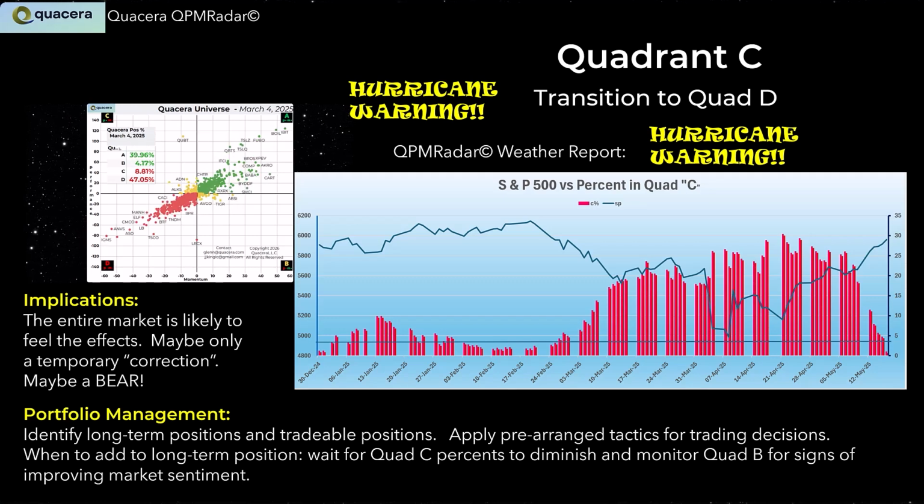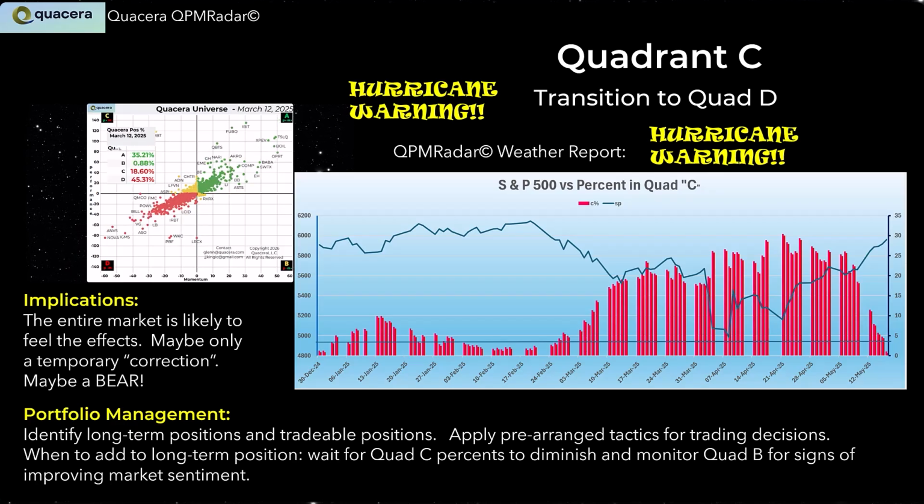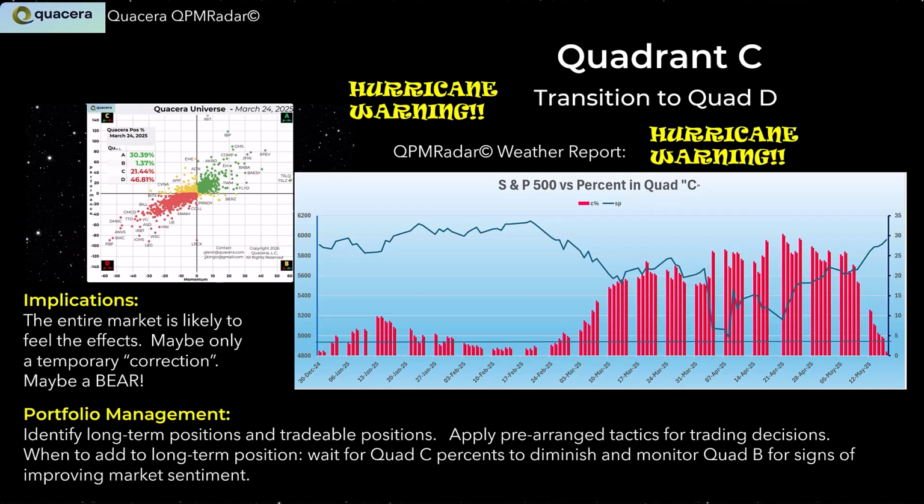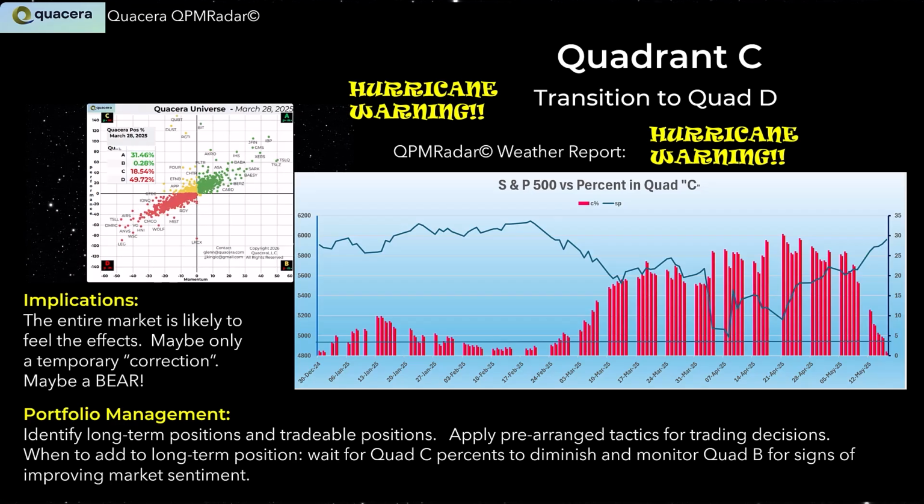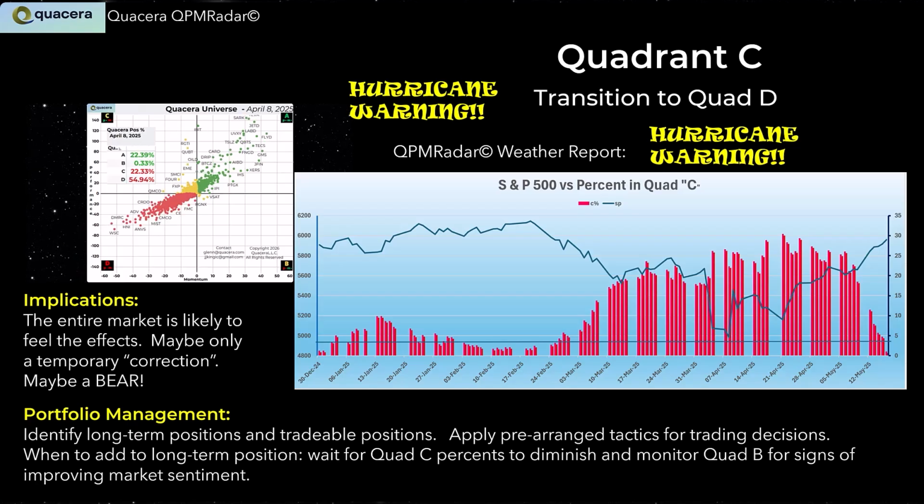We use at Quacera 4% as the benchmark. If quadrant C increases to about 4% population, 4% of our 2,400 stocks, we will issue a bear report. As you can see with this chart here, when the market's going down now, quadrant C is populated. It's a quadrant that only short sellers like to see populated.